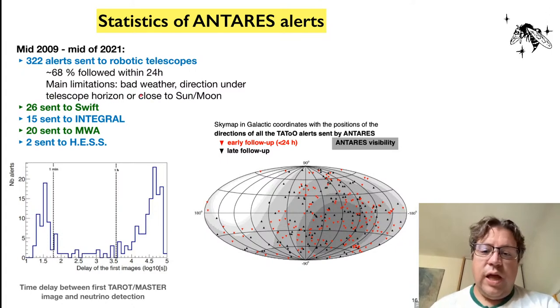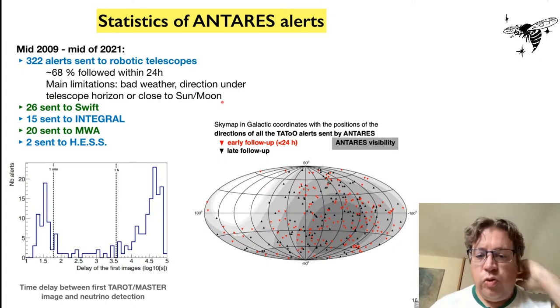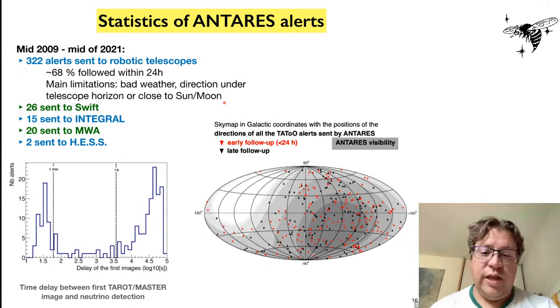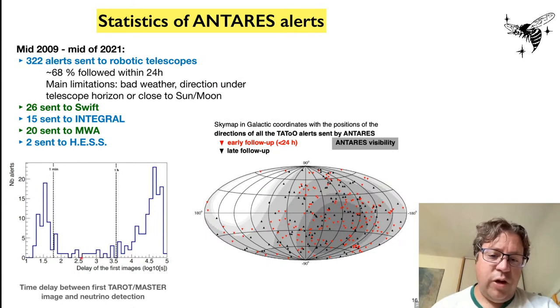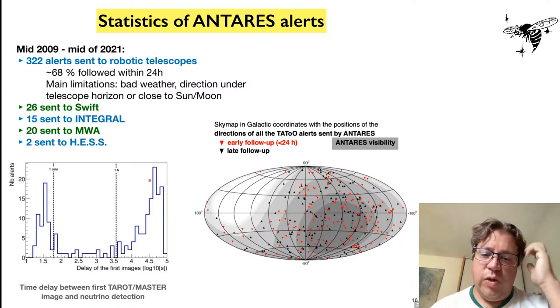the direction of the alert being under the telescope horizon, or being too close to the sun, to the moon, or to the galactic plane. Typically, here you have the distribution of the delay between the first image and the neutrino, and you see that you have one bump where the telescopes are accessible in real time, and you can be as good as a few tens of seconds, and then you have to wait until the telescope or the weather is better.